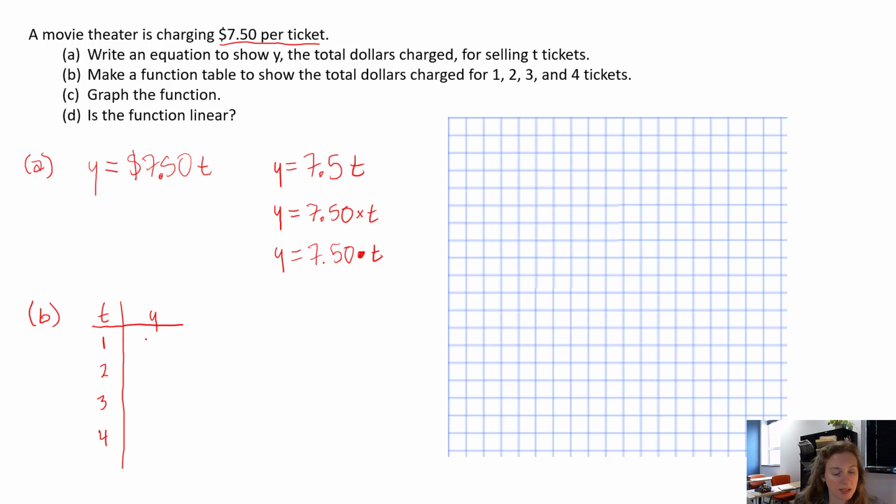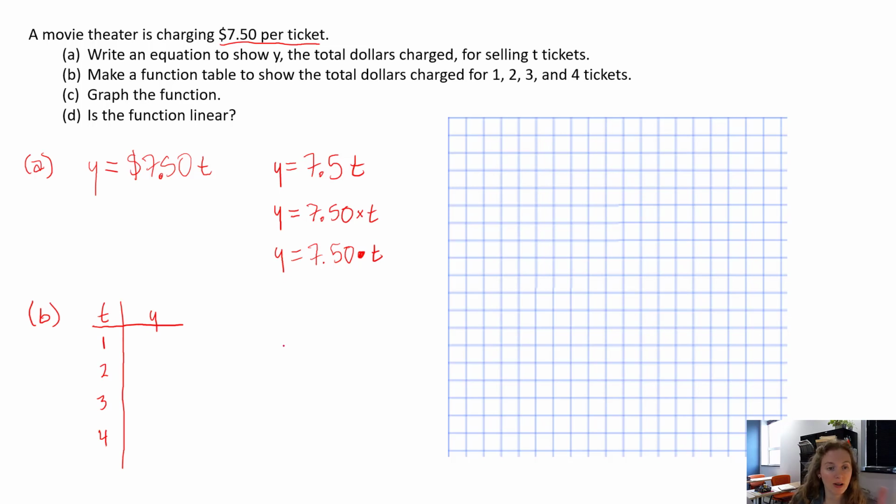So let's get started here. Let's calculate the total dollars charged. Let's calculate our outputs. You might use a calculator for this if you'd like to, or maybe you feel confident doing it in your head, or you'd like to work it out on paper.